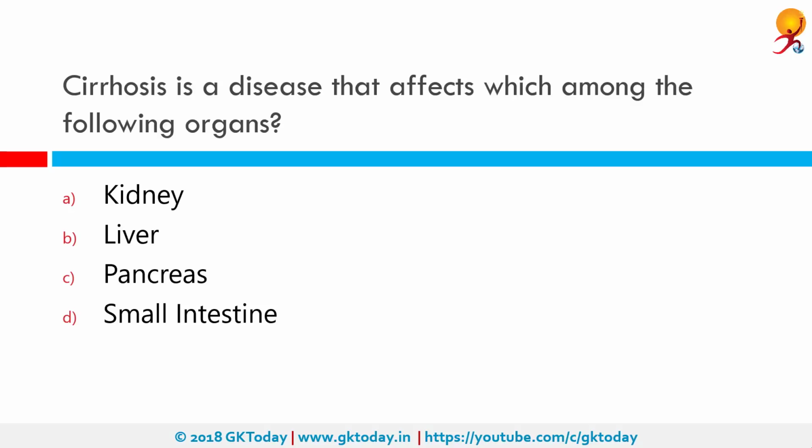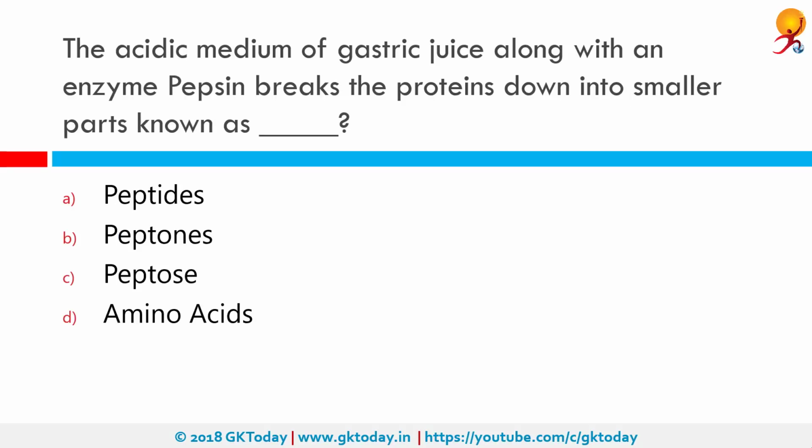Cirrhosis is a disease that affects which among the following organs? Cirrhosis is a late stage of scarring or fibrosis of the liver caused by many forms of liver diseases and conditions such as hepatitis and chronic alcoholism.